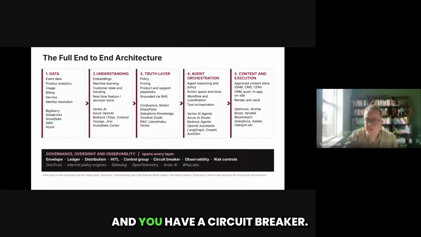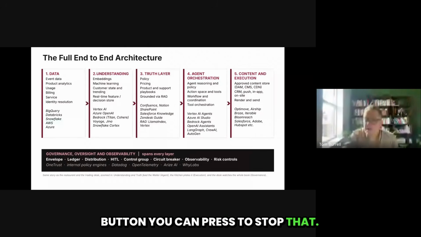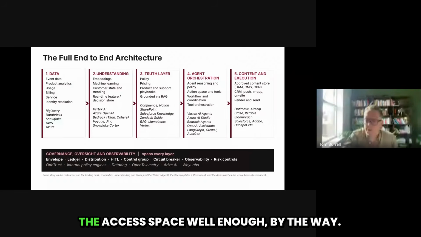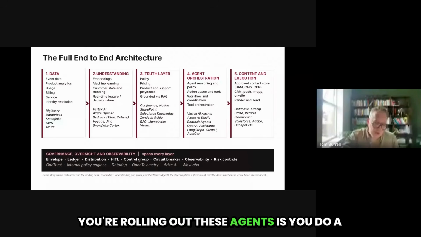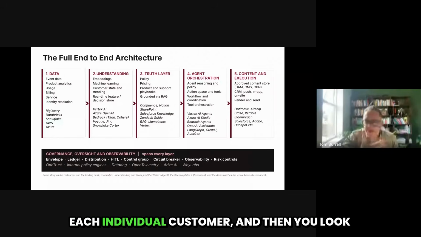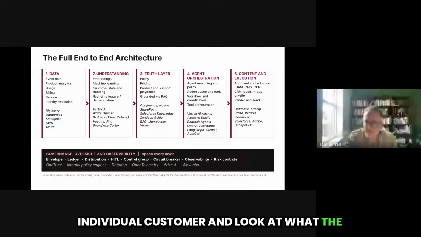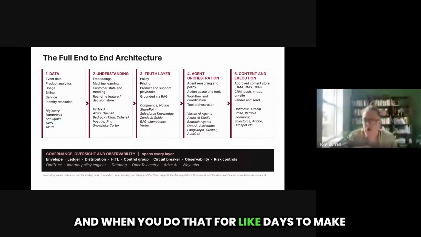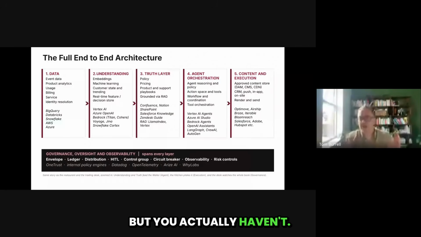And you have a circuit breaker. If things just start going wrong, there's a button you can press to stop, right? That'll be because you haven't defined the action space well enough, by the way. Usually, when you're rolling out these agents, you do a period where you just let the agent recommend to you what to do for each individual customer, and then you look at the context and the signals for that individual customer and look at what the agent would have done. You do that for days to make sure it's doing the right things, and what you'll find is you think you've defined your action space really clearly, but you actually haven't. You haven't defined it clearly enough, and then you fix it.